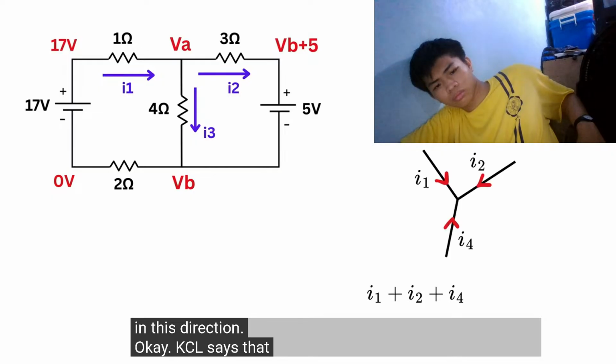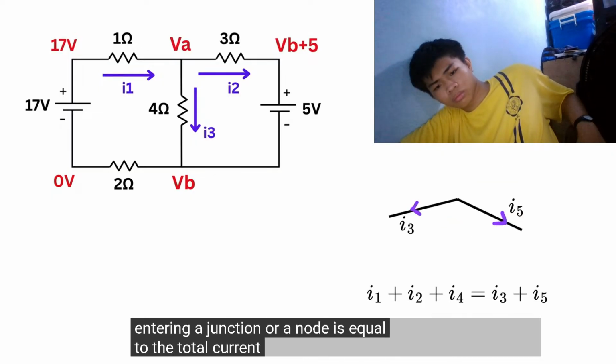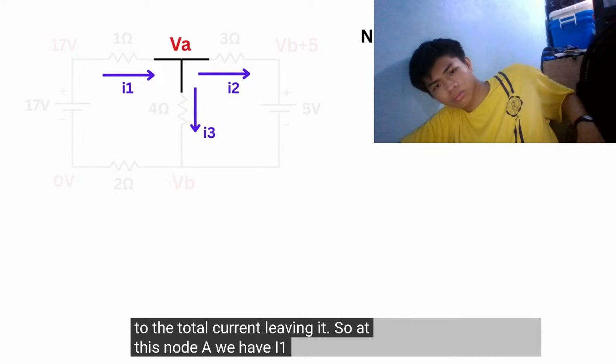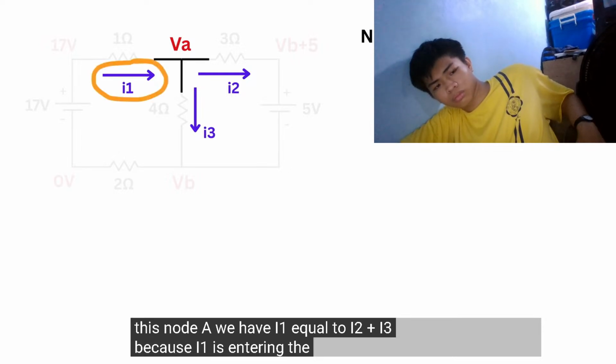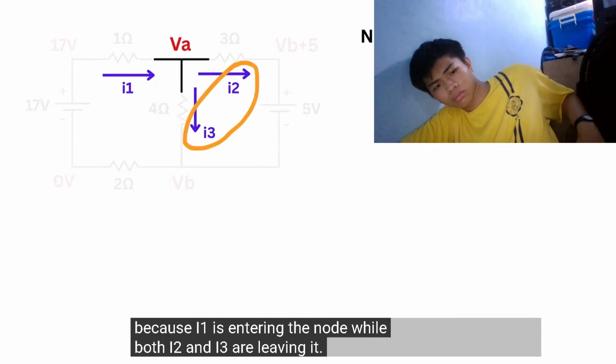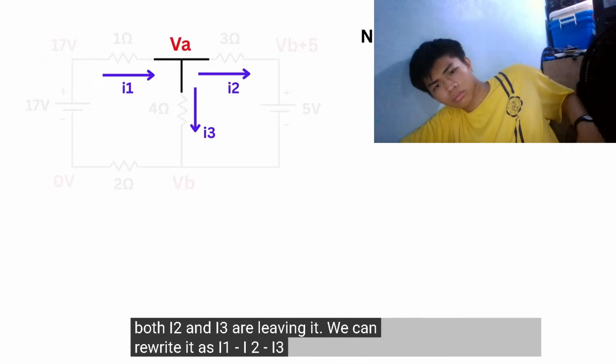Okay, KCL says that the total current entering a junction or a node is equal to the total current leaving it. So at this node, A, we have I1 equal to I2 plus I3, because I1 is entering the node, while both I2 and I3 are leaving it. We can rewrite it as I1 minus I2 minus I3 equals 0.